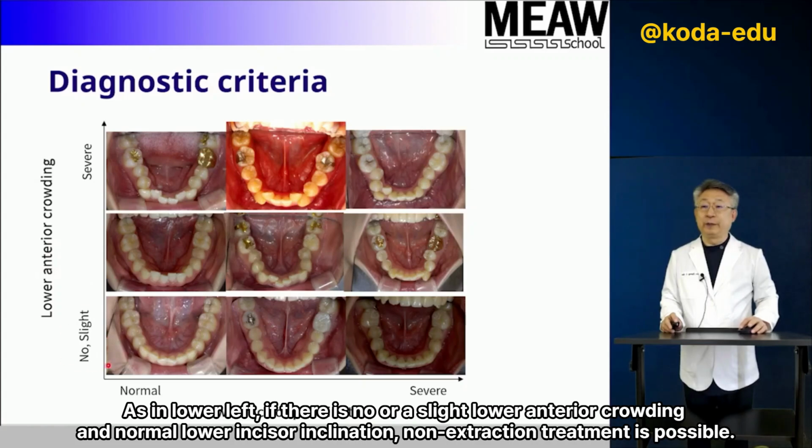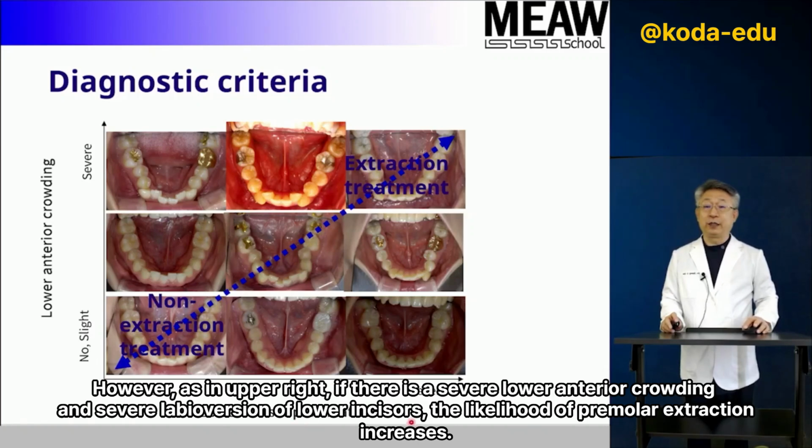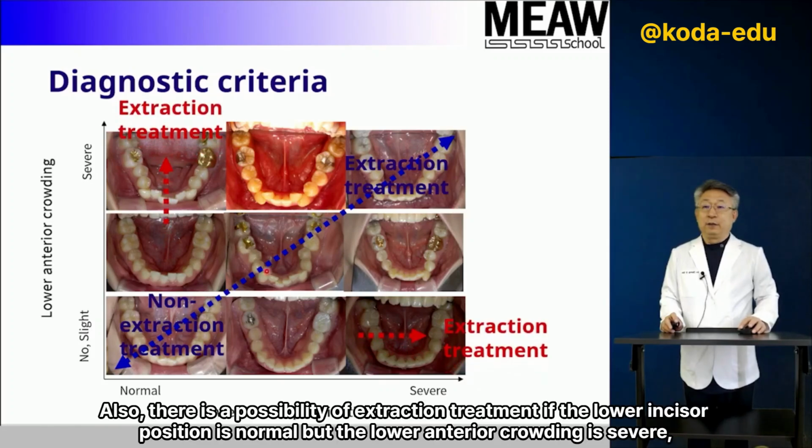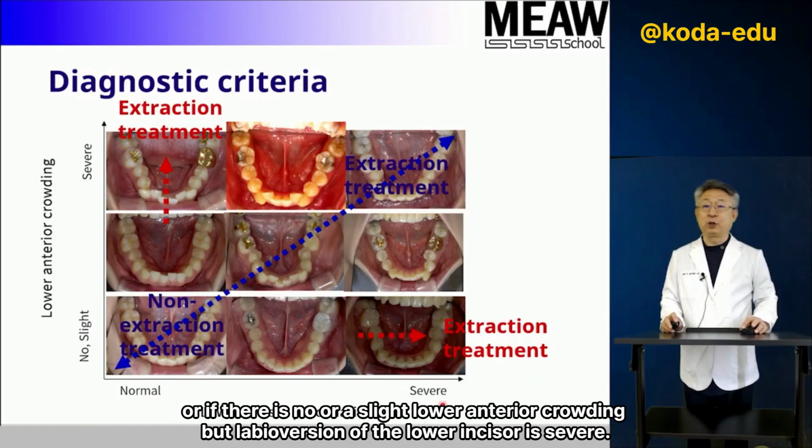As in lower left, if there is no or a slight lower anterior crowding and normal lower incisor inclination, non-extraction treatment is possible. However, as in upper right, if there is a severe lower anterior crowding and severe labioversion of lower incisors, the likelihood of premolar extraction increases. Also, there is a possibility of extraction treatment if the lower incisor position is normal, but the lower anterior crowding is severe, or if there is no or a slight lower anterior crowding but labioversion of the lower incisor is severe.